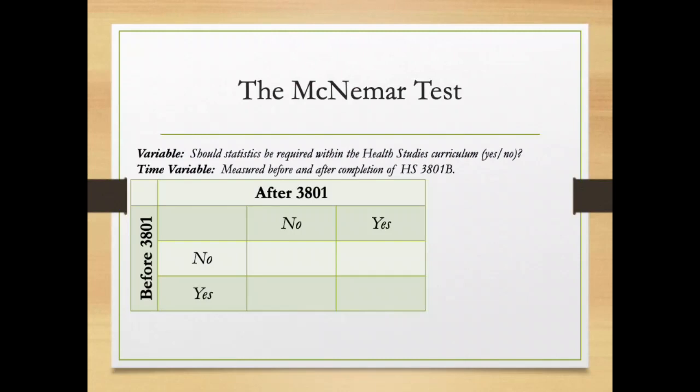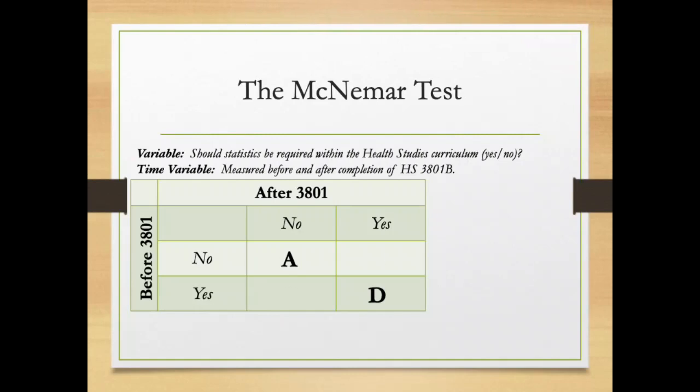The McNemar test is a test of change between our two time points, so let's think about the cells in our matrix within that context. Cells A and D represent individuals who didn't change their mind at all. Individuals within cell A disagreed with having statistics required within the health studies curriculum, and taking 3801 did not change their mind. Individuals within cell D believed that statistics was a solid requirement for the health studies curriculum even before taking 3801, and taking that course did not dissuade them from their belief.